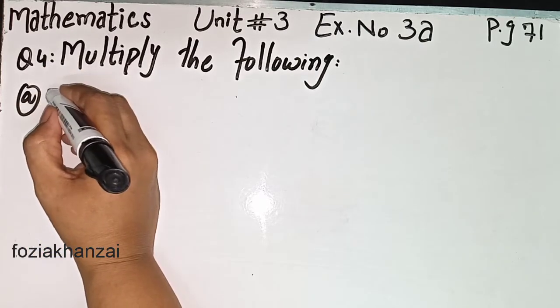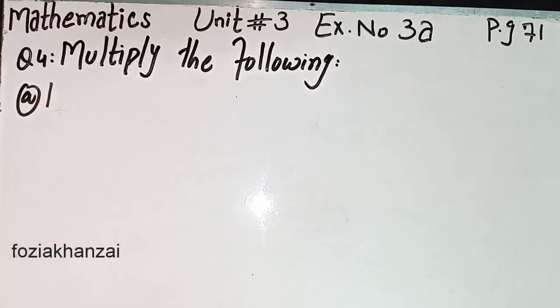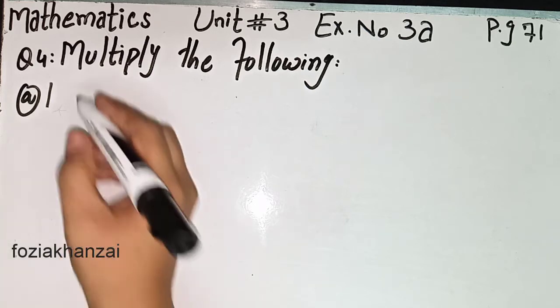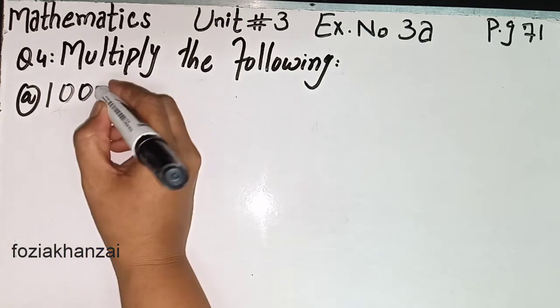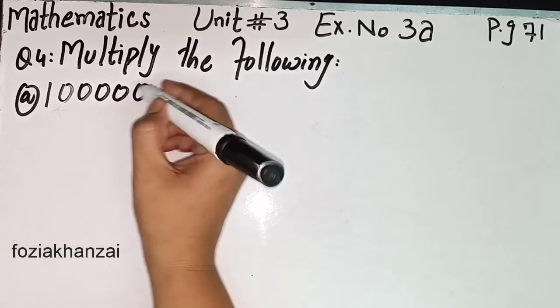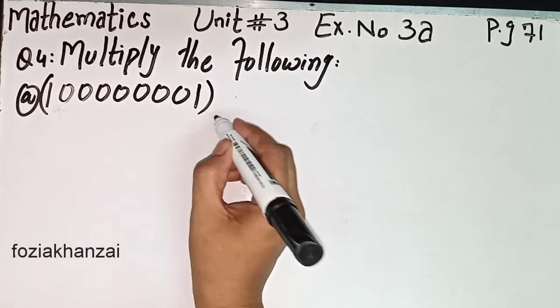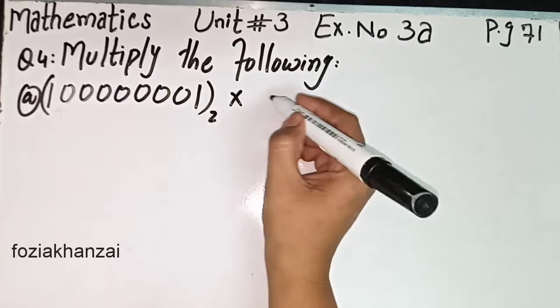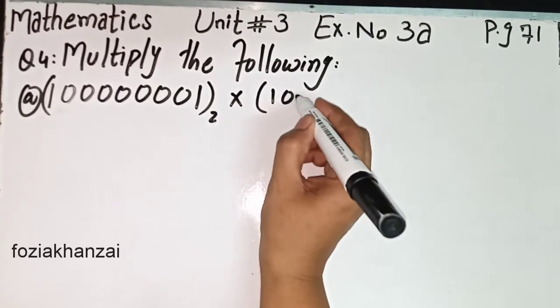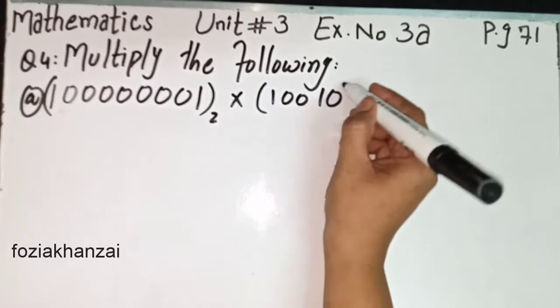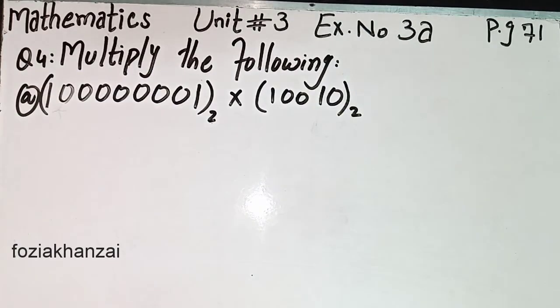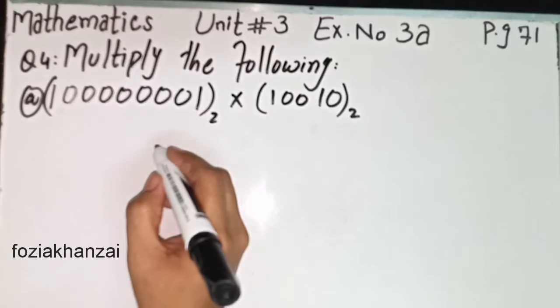Now we multiply in base 2 system. Bracket close, put base. Multiply 1, 0, 0, 1, 0, base 2. Okay, check your question one more time. Now we multiply in base 2 system.